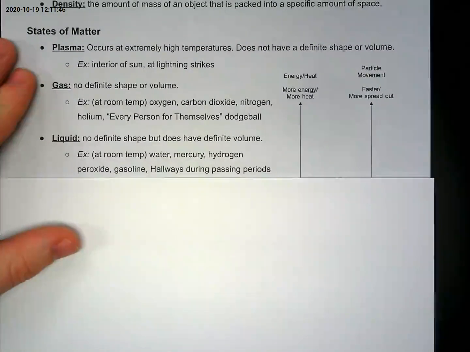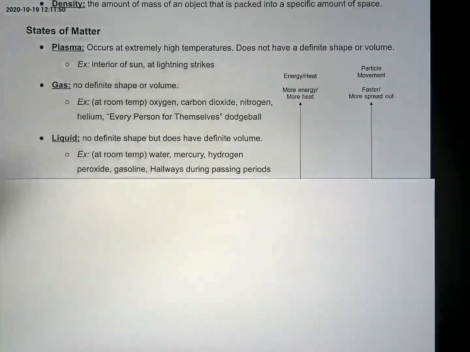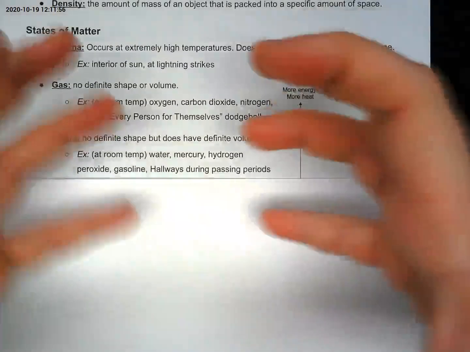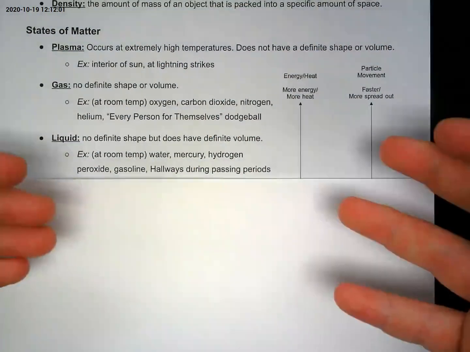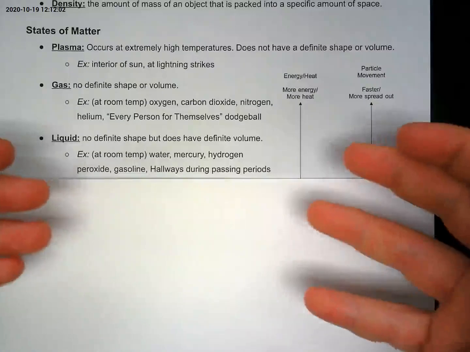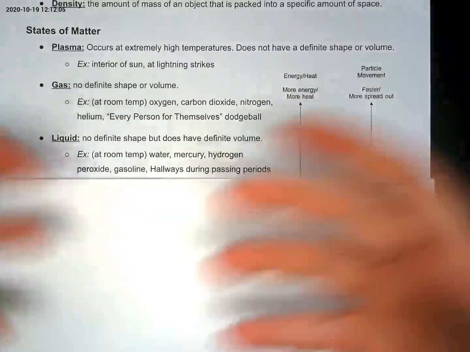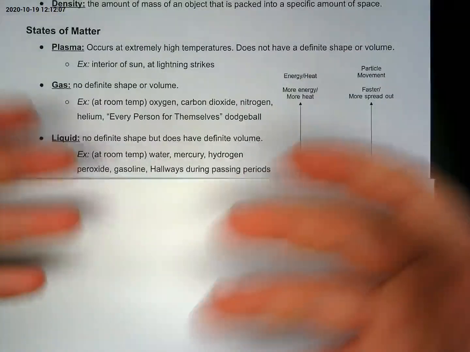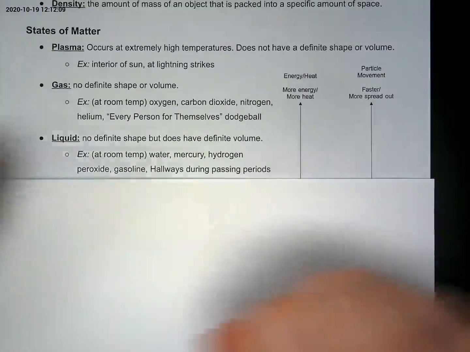You can also think of liquid states as hallways during passing periods. So more or less like the shape of the flow of the students. Yes, you are contained within a particular space. If you think of the whole population of students moving throughout the hallways, you do not have a particular shape, but we could measure you within that contained space, okay?